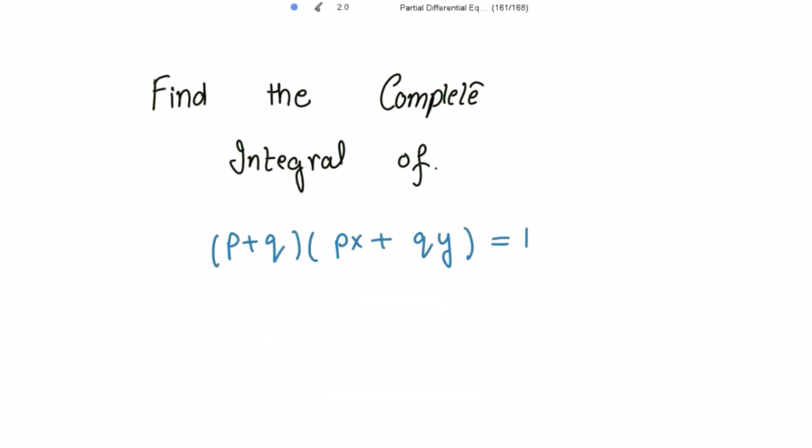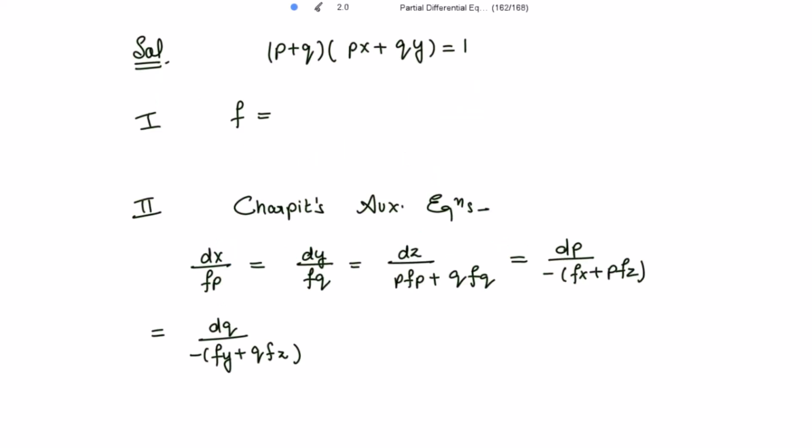Find the complete integral of this equation. For that, first we take f equal to, taking this one to the other side, p plus q into px plus qy minus 1. And now we are going to use Charpit's auxiliary equations for this.